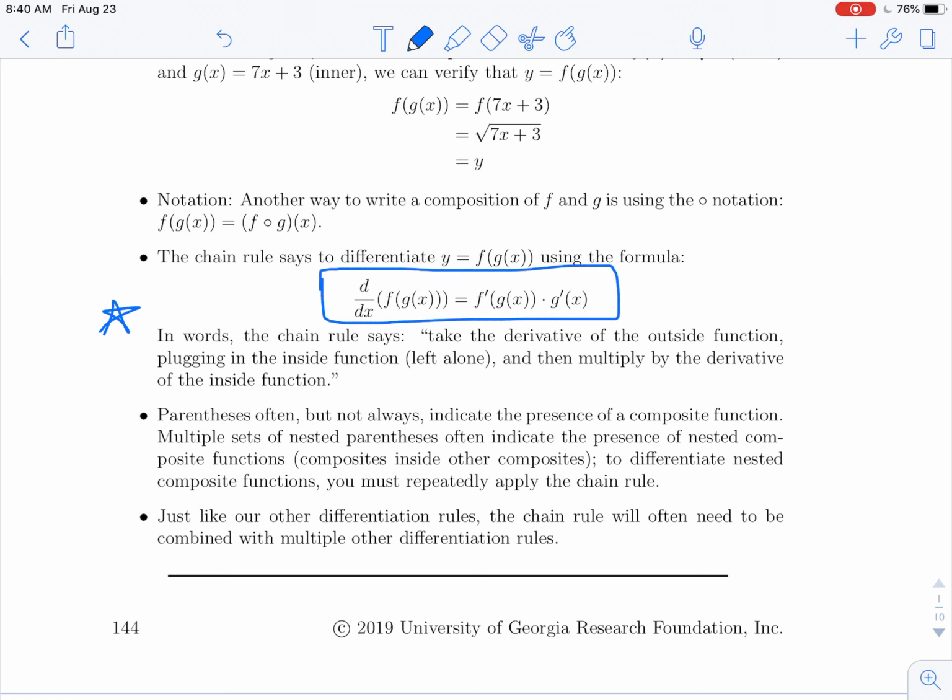And in words, the chain rule says take the derivative of the outside function, plugging in the inside function left alone, and then multiply by the derivative of the inside function.